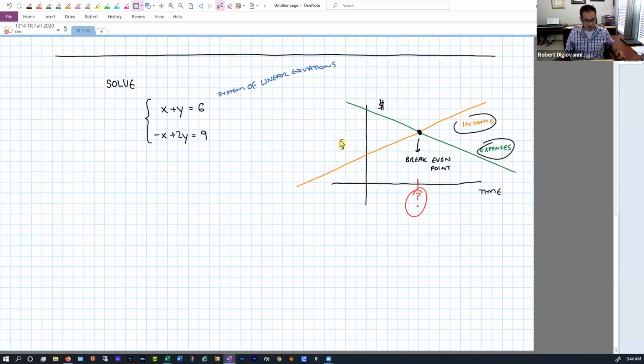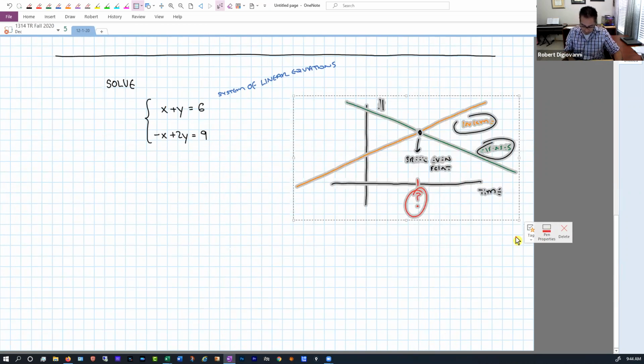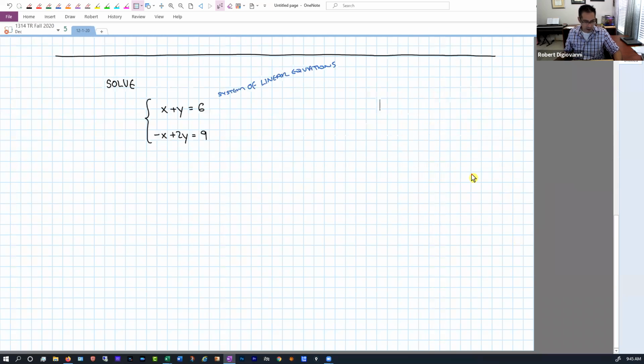So let's start with this problem. I'm going to get rid of this picture because I don't need it. And let's try and solve this system of linear equations. Now, there are two methods to solve a system of linear equations, and I don't care which one you use. The first method is called substitution. And the second method is called elimination.